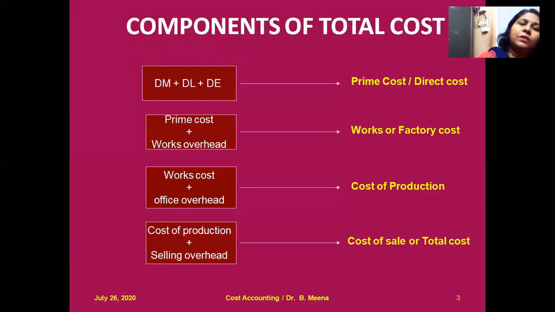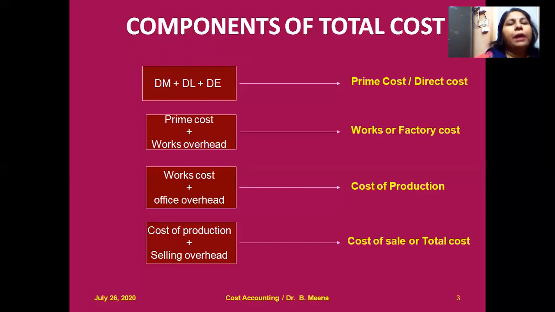After getting the prime cost, I should look into the problem. What are the factory related indirect expenses? Then I will get the answer. That answer is called the works cost. Once I finish the works cost, then I will move on to the next step.